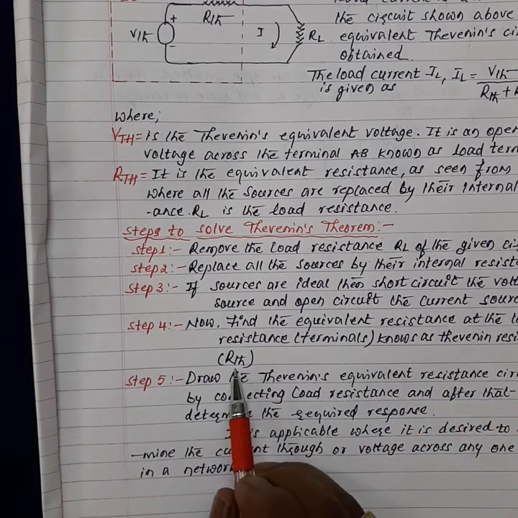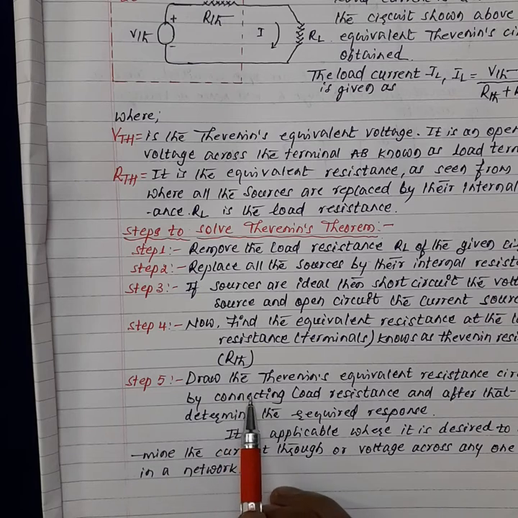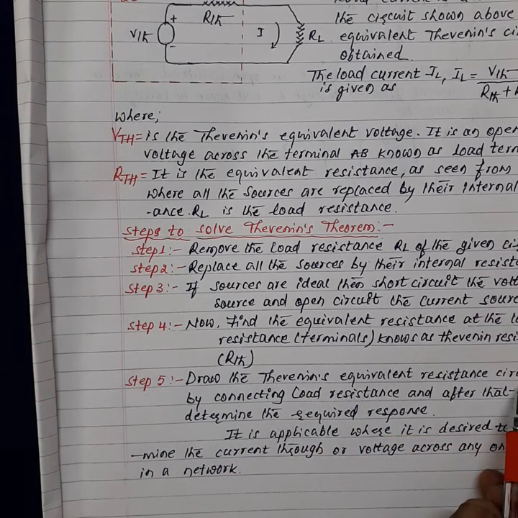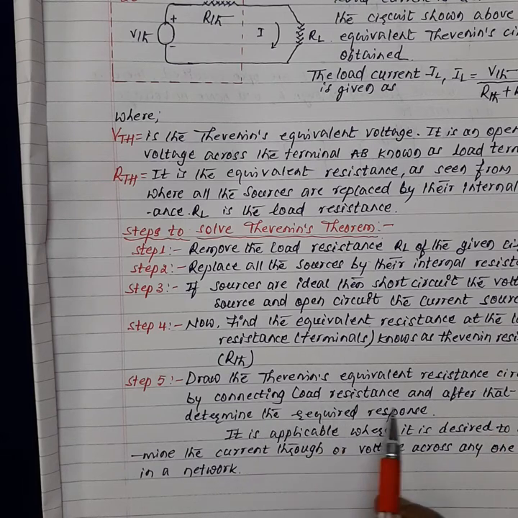Draw the Thevenin's equivalent circuit by connecting the load resistance, and after that determine the required response. Thevenin's theorem is applicable where it is desired to determine the current through or voltage across any one element in a network.